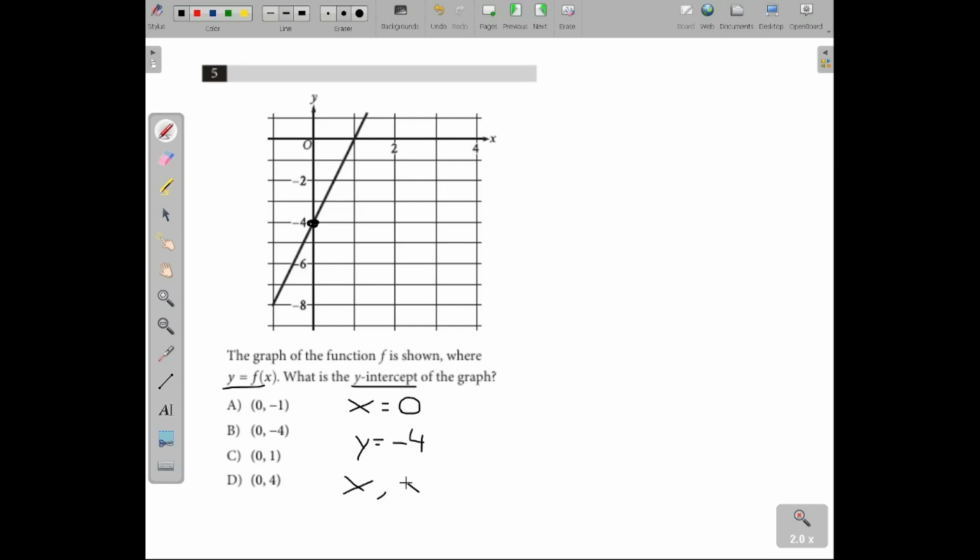And we have to write our answer. The value of x is 0 and the value of y is negative 4. The right answer is B.